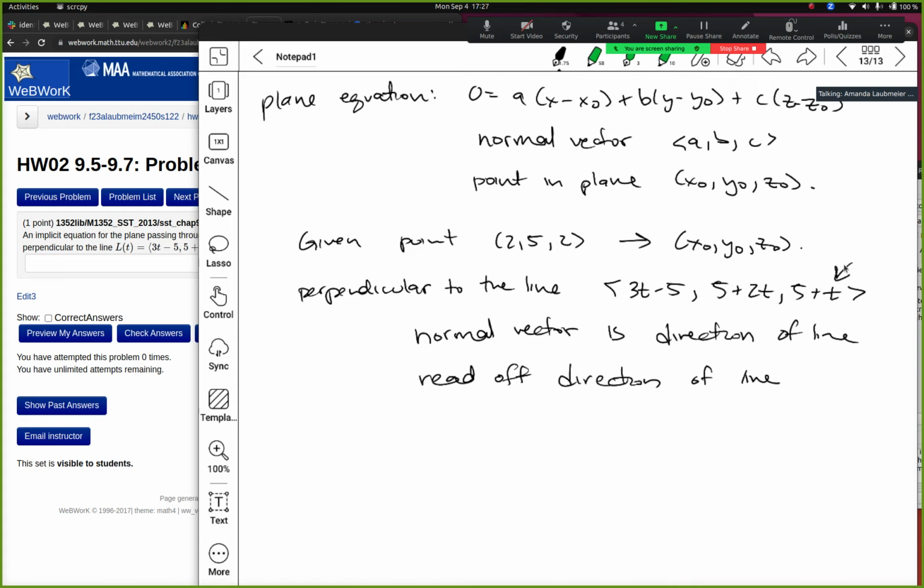This one's a little tricky. I don't see a number in front of it. That's because it's a hidden 1. 1 times t is just t. So it's kind of like that z minus 0 that we saw before, but 0 means nothing in addition and 1 means nothing in multiplication. And then you would just take the direction that you find there and combine it with the point that we're given into this plane equation. And then you should be good.